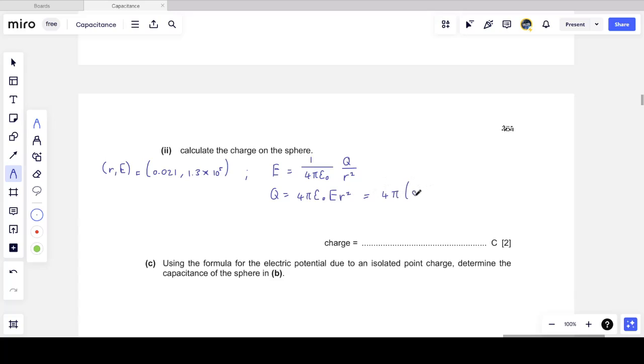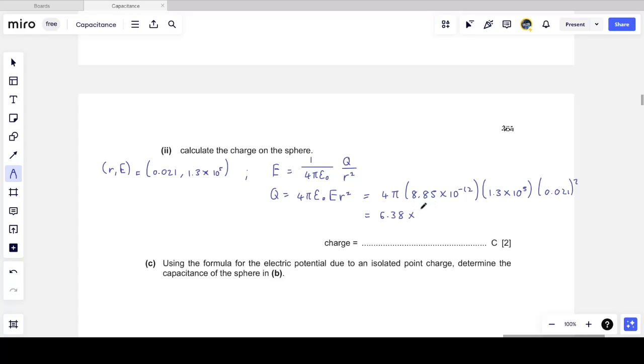And epsilon naught is 8.85 times 10 to the minus 12 farads per meter. You can find this value in your data sheet. That's the permittivity of free space. The electric field strength, again, doesn't matter which value you choose, but you have to make sure that the value of R corresponds with the correct value for E. And that's 1.3 times 10 to the 5, and R is 0.021 squared.